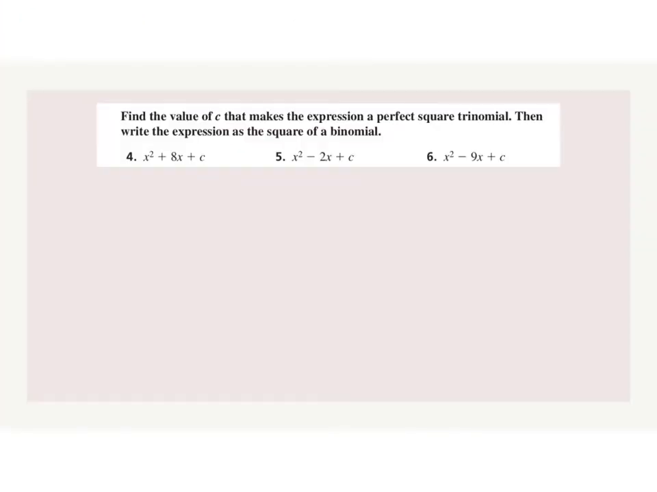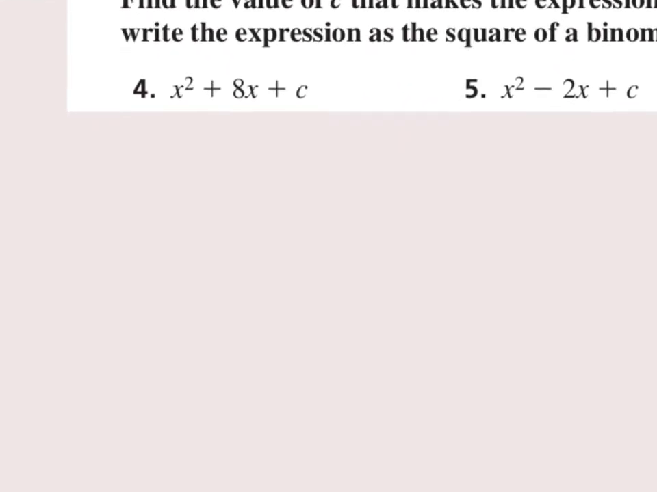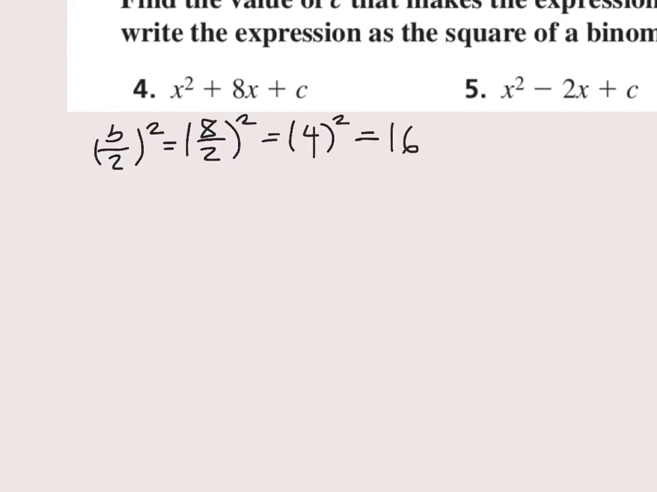Let's do some more practice. So number 4. We're doing the same thing. We have to find our value for c that makes this a perfect square trinomial, and then put it into our perfect square binomial. So again, we plug it into our formula, b over 2 squared. What's our b? 8. 8, so 8 over 2 squared. That would make this 4 squared, which is 16. So we need to add 16 to this equation to make it a perfect square. So we have x squared plus 8x plus 16.